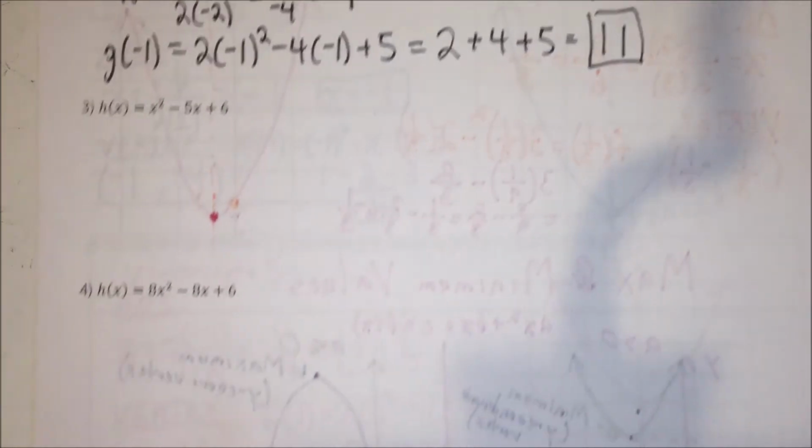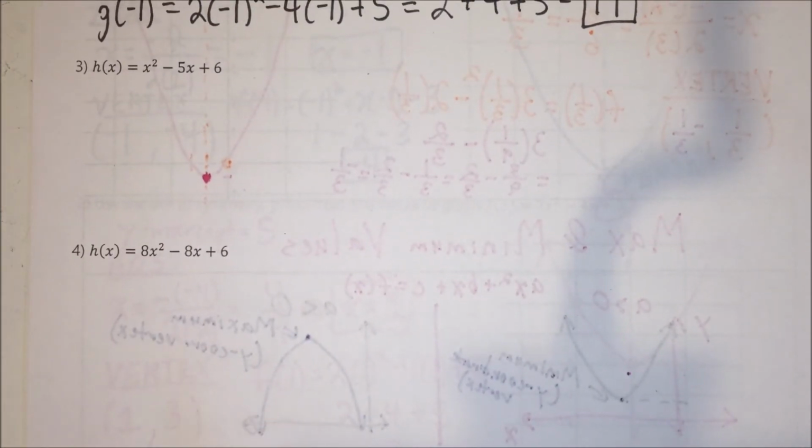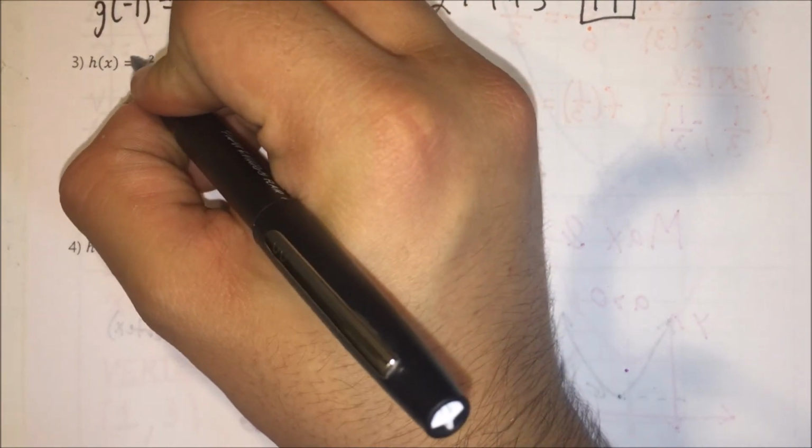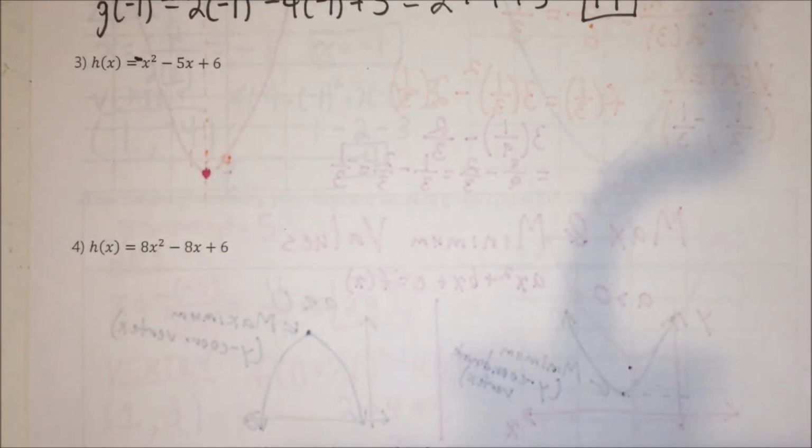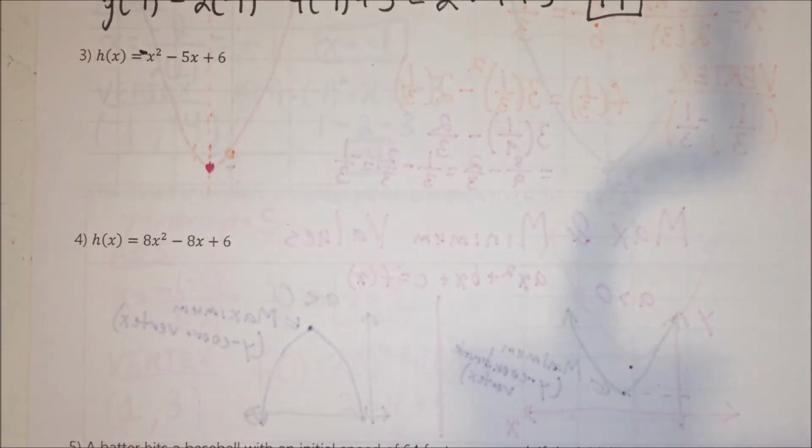Okay, so go ahead and try numbers 3 and 4. What I'd like you to do though is let's go ahead and change the number in front of x squared here. Let's make that negative to make it interesting. So remember that's negative x squared minus 5x plus 6. Give that a shot.